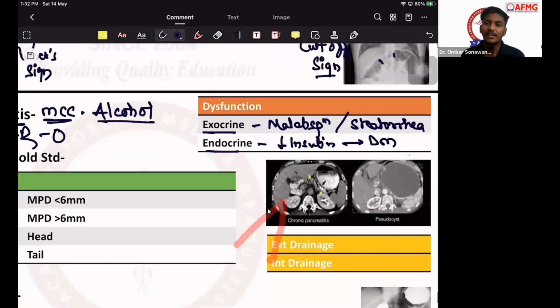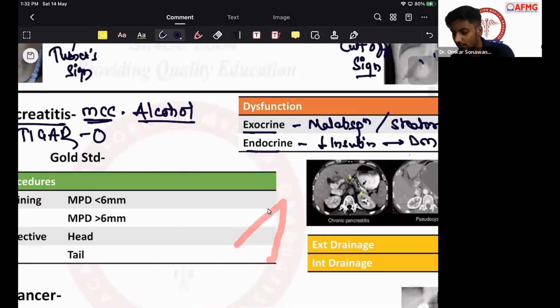And as the patient is having malabsorption or steatorrhea, you need to give pancreatic enzyme supplementation. Okay? From outside you will give pancreatic enzymes to the patient. No issues with this, anybody?